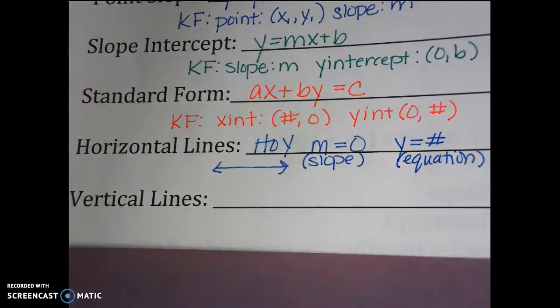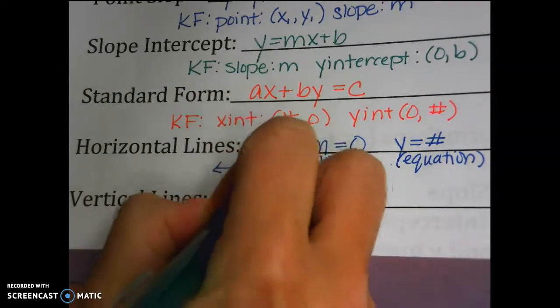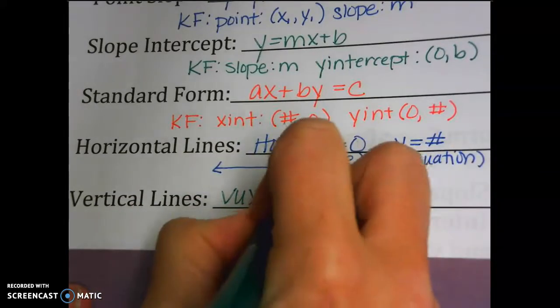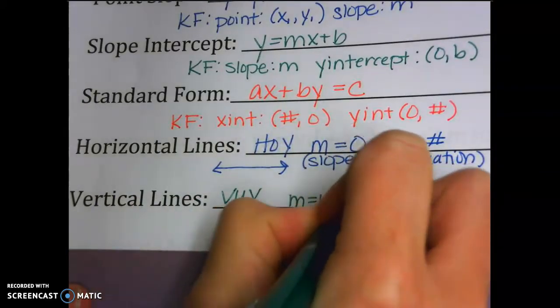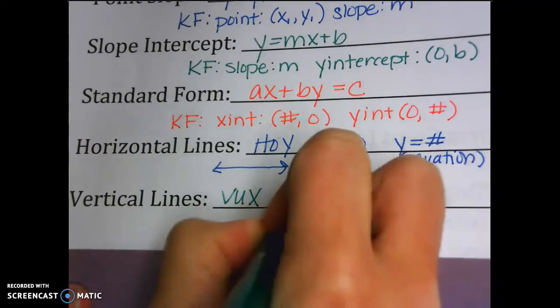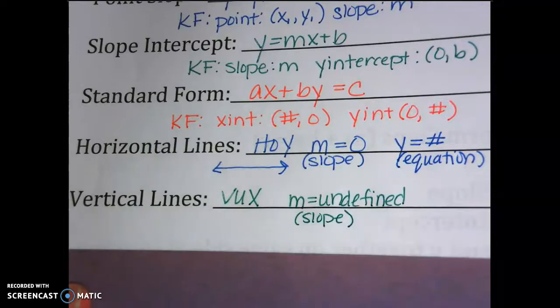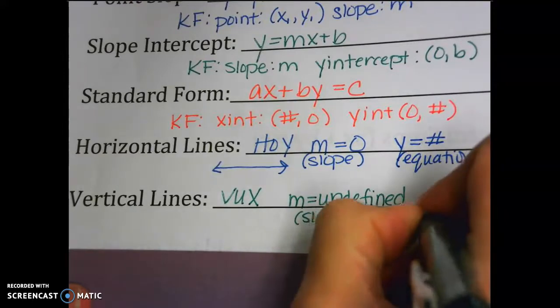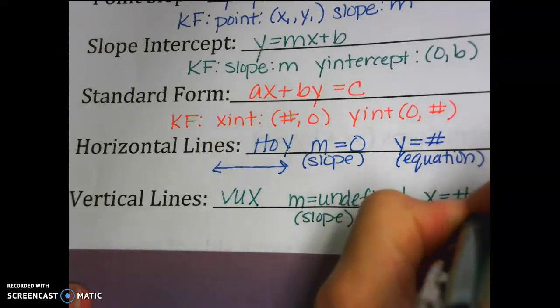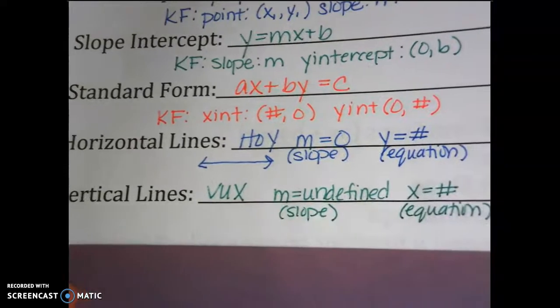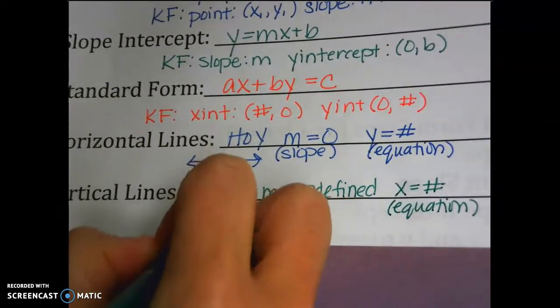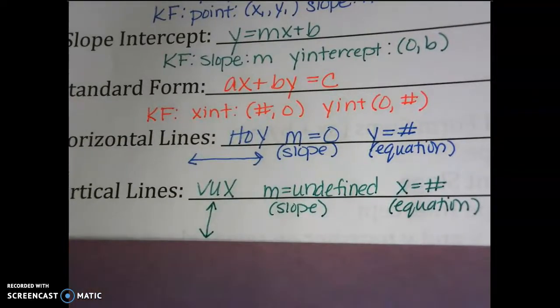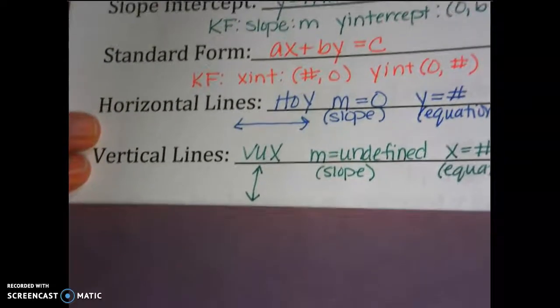We also have vertical lines. For vertical lines, we use the acronym VUX. V stands for vertical. U tells us that our slope is undefined. Remember, m stands for slope. And then the X tells us that it cuts through the x-axis. So if it asks us for an equation, we would say x equals the number where it cuts through. And all vertical lines are drawn up and down. All right, so that was a brief overview of all of the different equations that we have used so far.